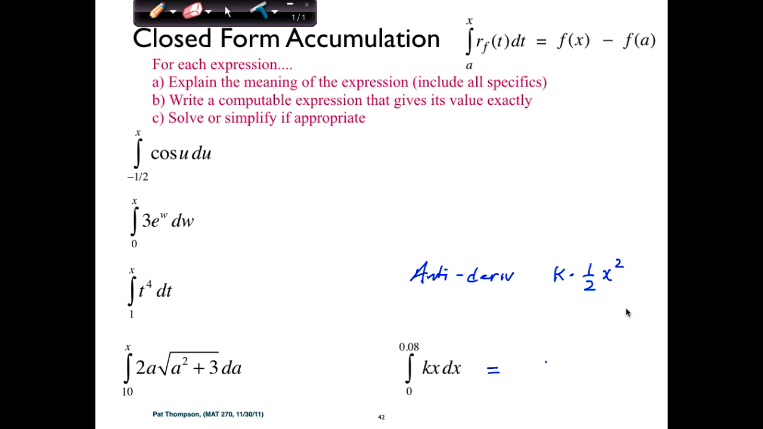So if you're not sure, what can you do? Take the derivative, right? The derivative is 2 times a half. 2 times k times a half is k times x to the first. Is that what we have? Perfect. Got it. So now we're going to accumulate from 0 to 0.08. So what will this be as we accumulate from 0 to 0.08? We've got our antiderivative. What should I write?